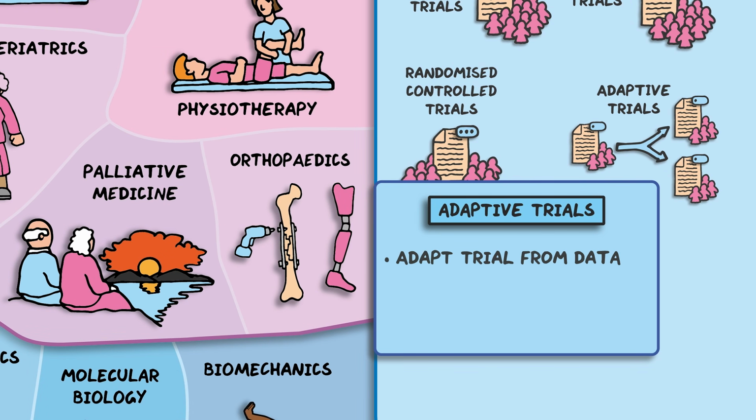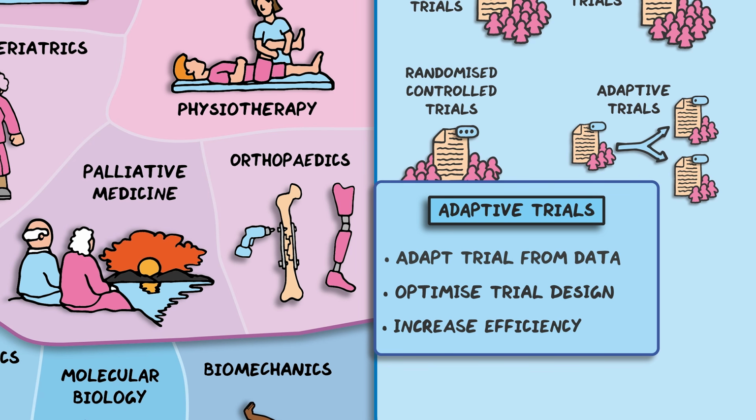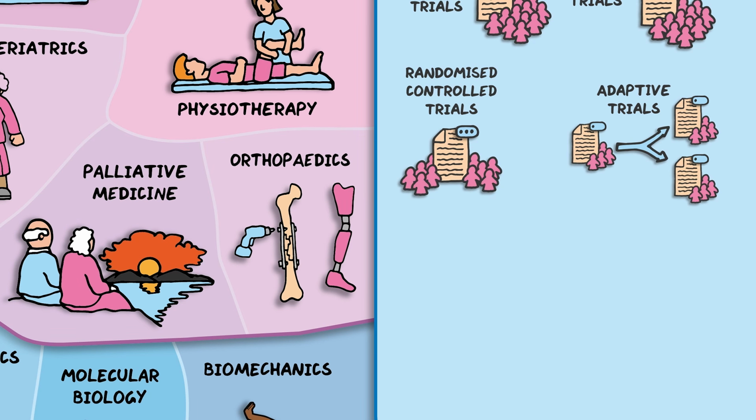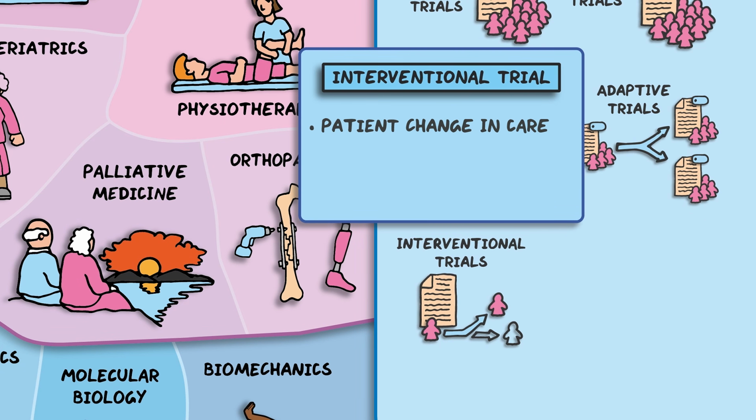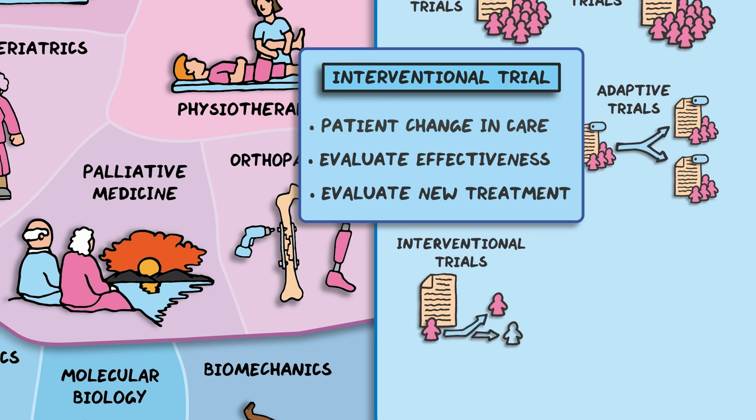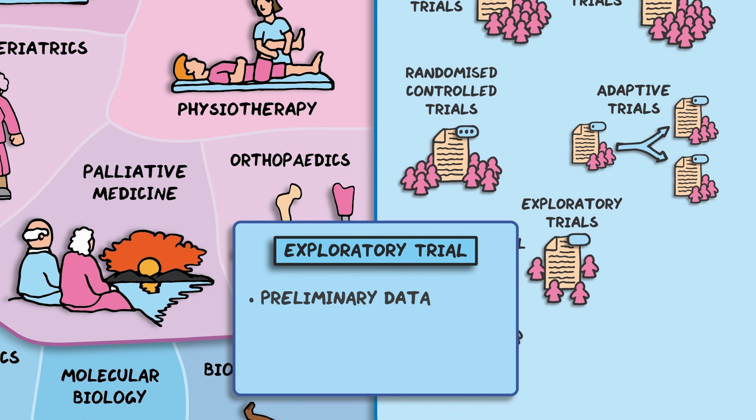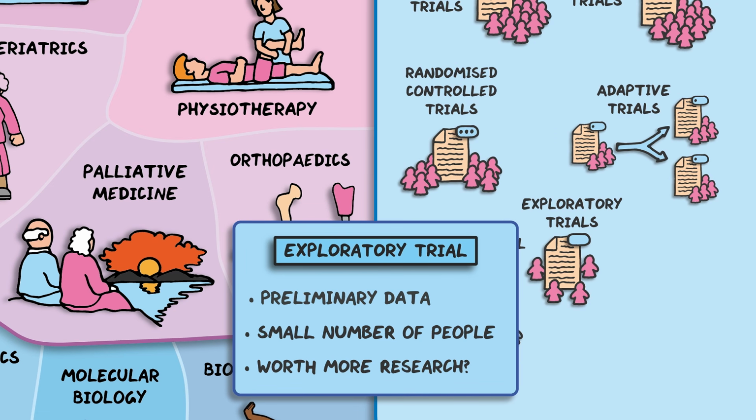Adaptive trials are used to adapt the trial design in response to the data that are collected during the trial. It allows doctors to optimize the trial design and increase the efficiency and power of the trial. Interventional trials involve a change in the care that a patient receives and are used to evaluate the effectiveness of the treatment or procedure. Exploratory trials are used to gather preliminary data on a new drug or treatment, typically in a small number of patients. They're used to determine whether further research is warranted or not.